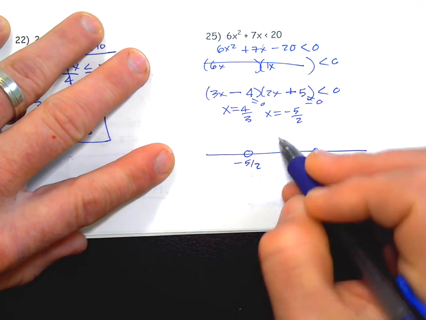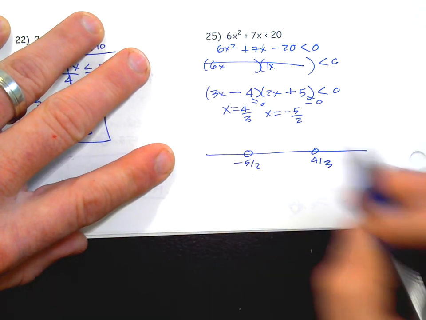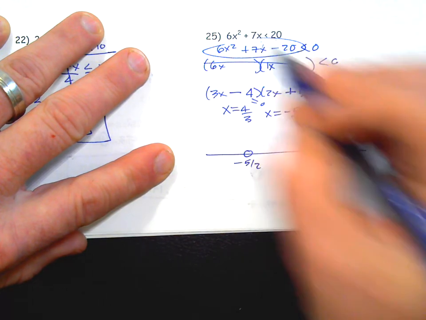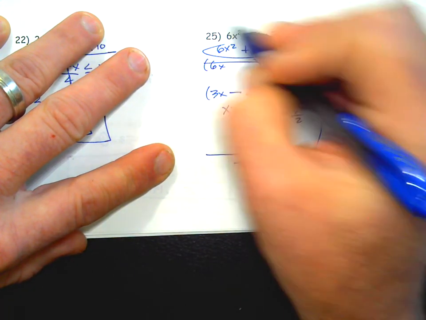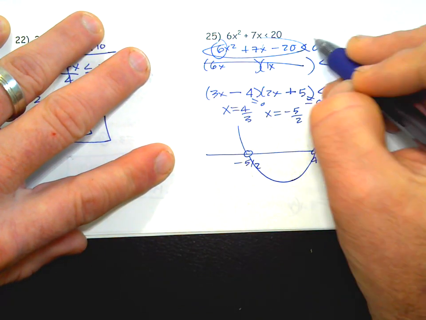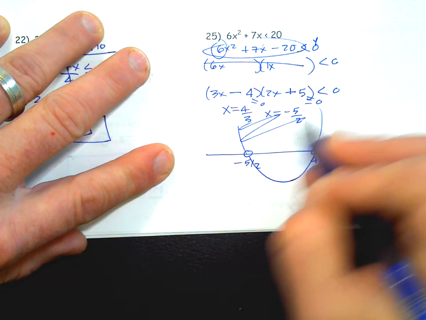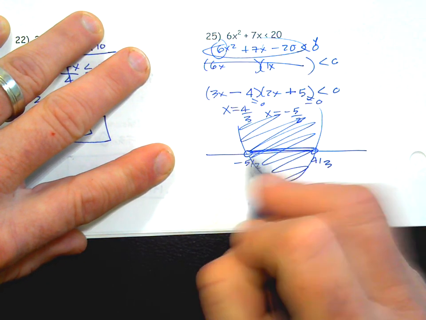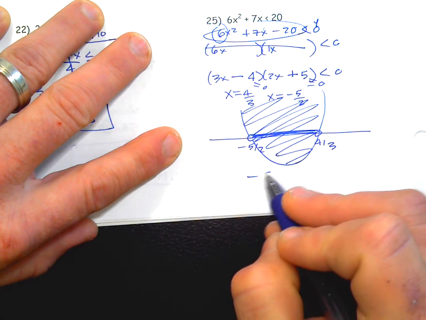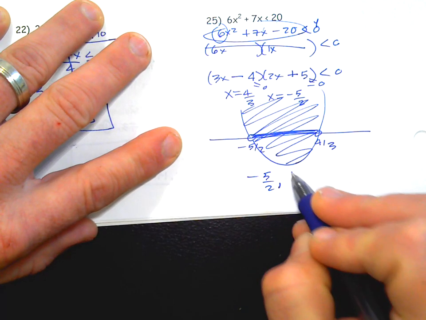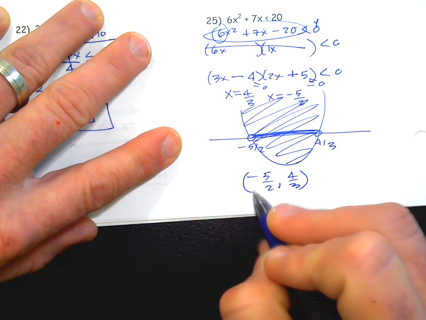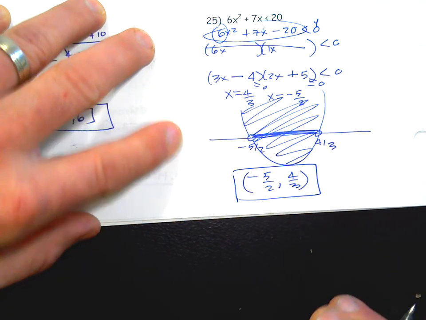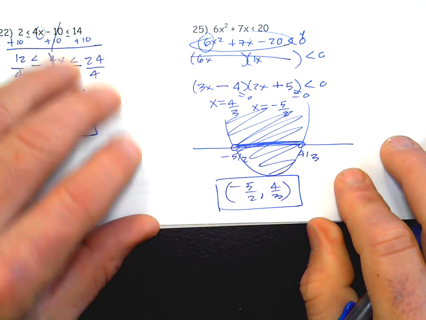Now you could test each region like we talked about, or you could be like, this is a parabola that opens upwards because the leading term is positive, and y has to be greater than, so we're going to shade up, and then here are the answers. So the answer, in interval notation, is negative 5 halves to 4/3. Now we're going to put parentheses this time because they're open dots, because they're not included in the solution.